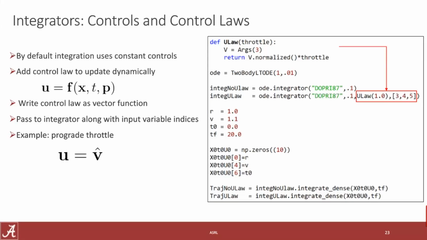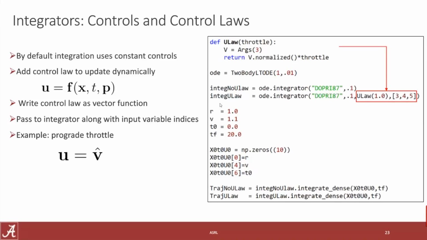So if you have 3 control vectors, your return of this function needs to be size 3. And then at every integration step, your control vector will be computed to whatever is coming out of this function.